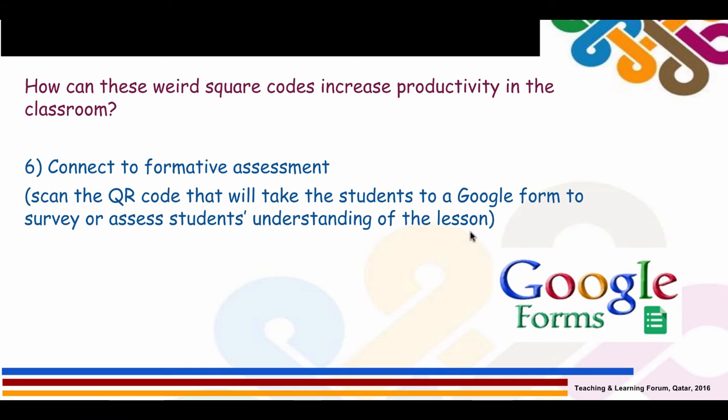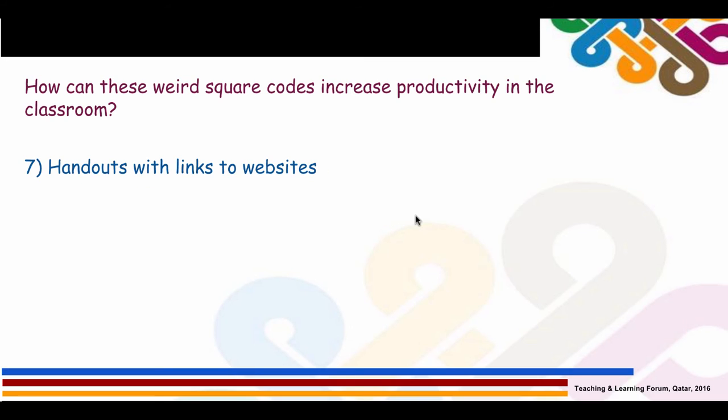Teachers can also connect QR codes to formative assessment tools. For instance, the students could scan a code that would take them to a Google form that they need to fill out, and that would provide the teacher with data in regards to their comprehension of the lesson. Teachers can create handouts with links to websites like the ones I shared previously. I think this is very helpful, especially for young students who would have a hard time finding websites online. This would really help them locate resources online and independently navigate the internet.